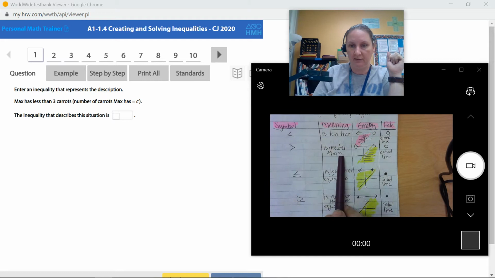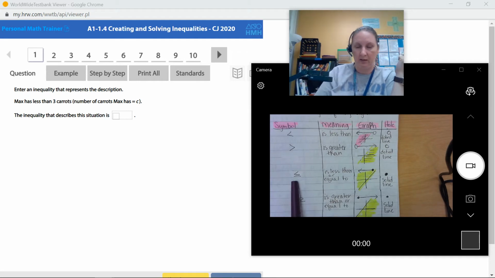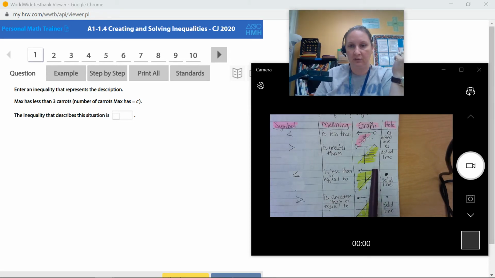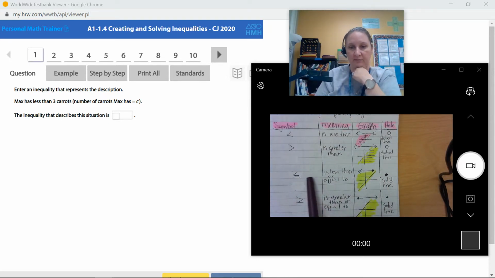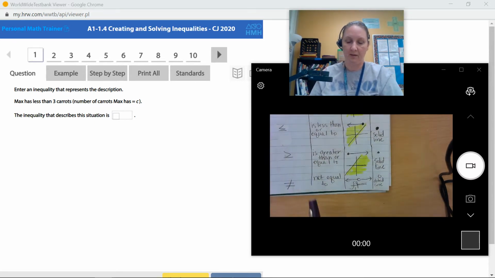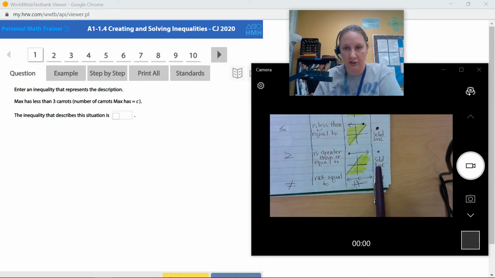So greater than is greater than, you have an open hole, shading to the right, dotted line, shading to the right. Less than or equal to is a closed hole, like a fist, and shading to the left, because it points to the left, and then solid line shading to the left. Greater than or equal to is a solid hole shading to the right, solid line shading to the right.